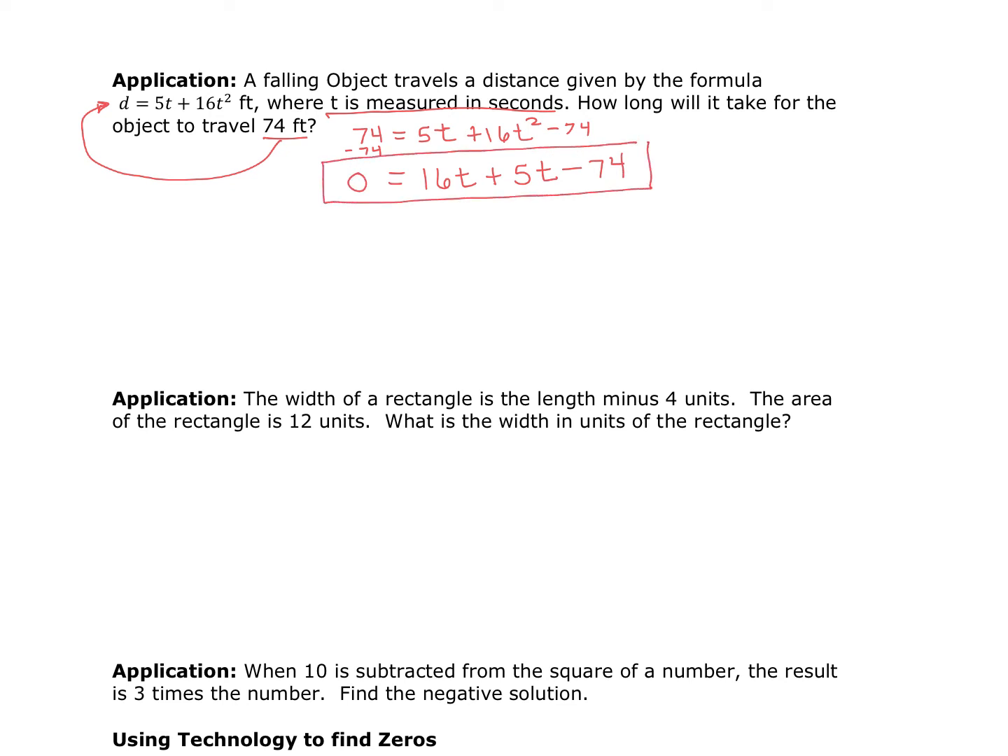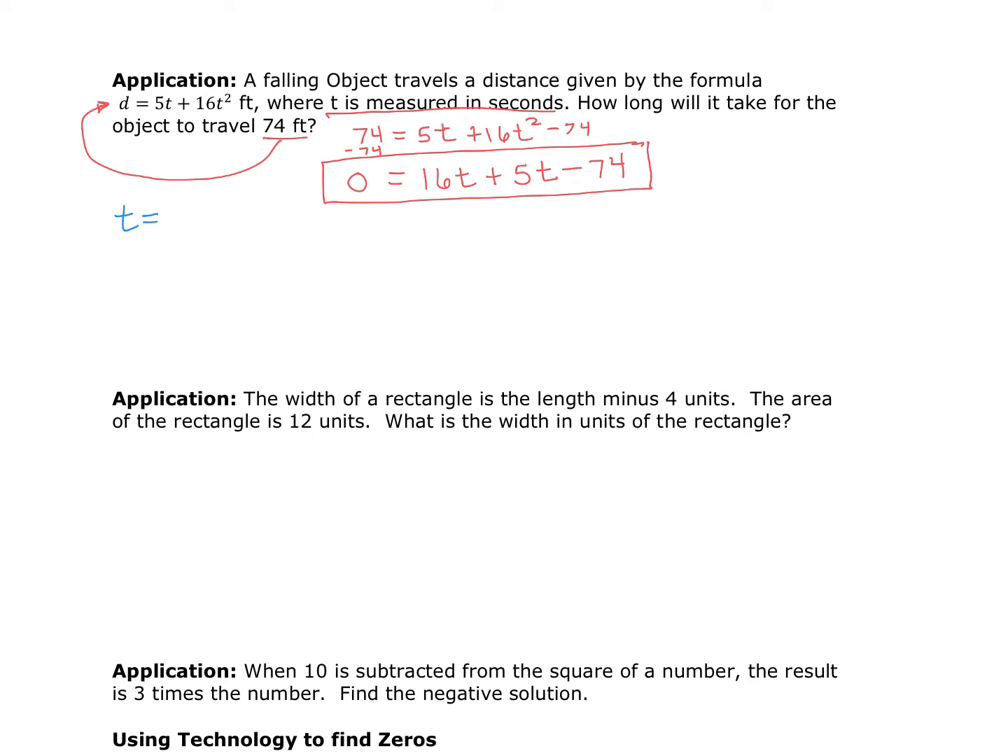So we have a quadratic here. I notice that it does not have any common factors, a greatest common factor. And I also notice that 16 times 74 is going to be really, really icky. So when I look at this, I'm going to use the quadratic formula. If you don't have that memorized, you should.